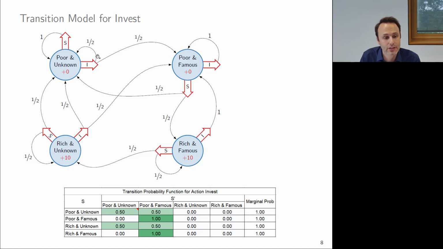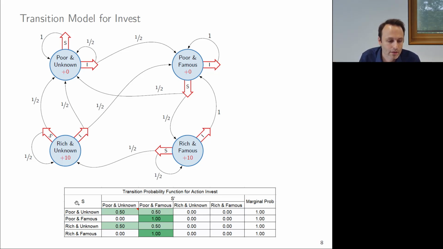Now, to solve this for the optimal policy, it's useful to collect all these transition probabilities for each of the actions in a transition matrix. I have done this here for the action invest. If you're poor and unknown and invest, then the probability is 1/2 to still be poor and unknown. That's the 0.5 in this table. Another 1/2 is the probability to become poor and famous.